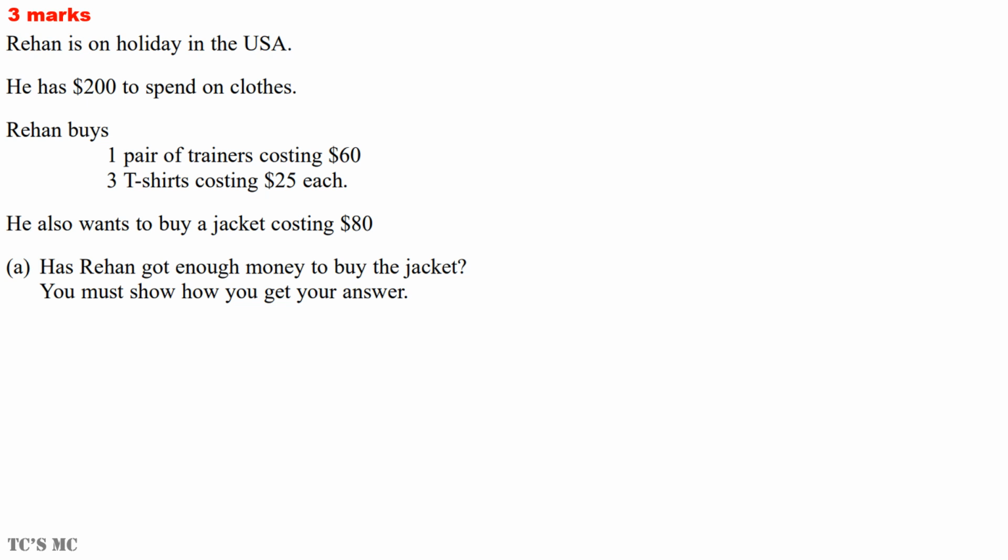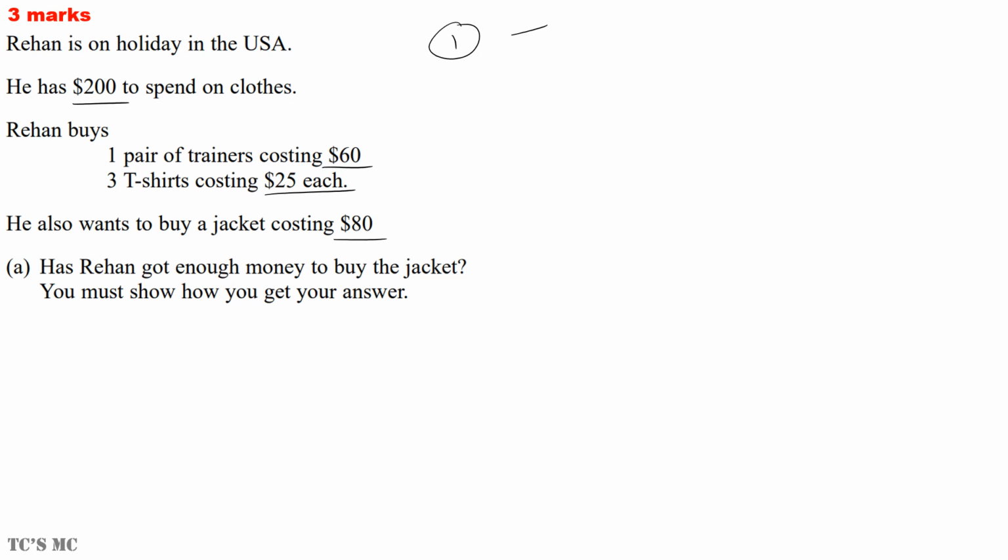Rahan is on holiday in the USA. He has $200 to spend on clothes. Rahan buys 1 pair of trainers costing $60, 3 t-shirts costing $25 each. He also wants to buy a jacket costing $80. Has Rahan got enough money to buy the jacket? You must show how you get your answer.